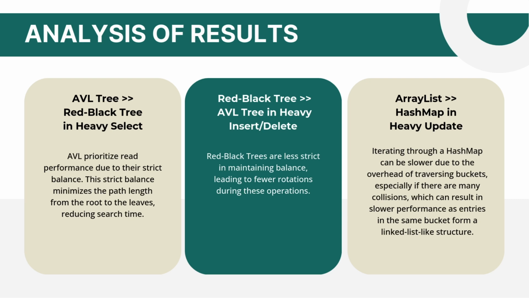Comparing array list and hashmap, we found that array list was much faster than hashmap in heavy update. Iterating through a hashmap can be slower due to the overhead of traversing buckets, especially if there are many collisions, which can result in slower performance as entries in the same bucket form a linked list-like structure.